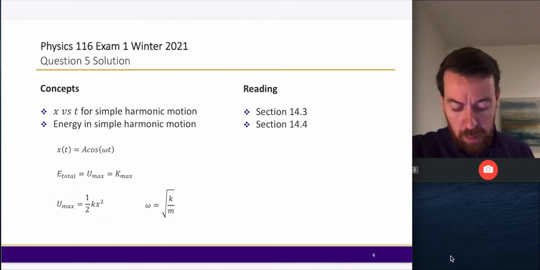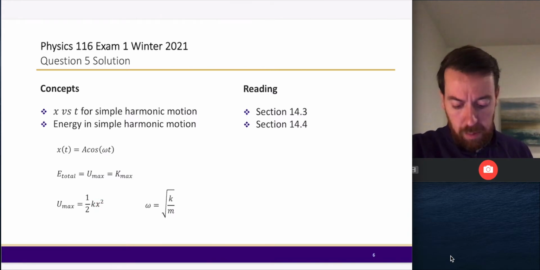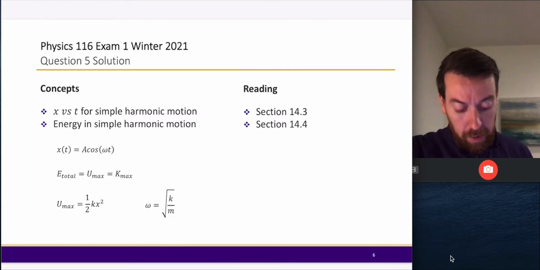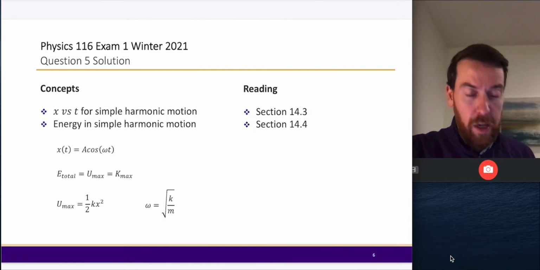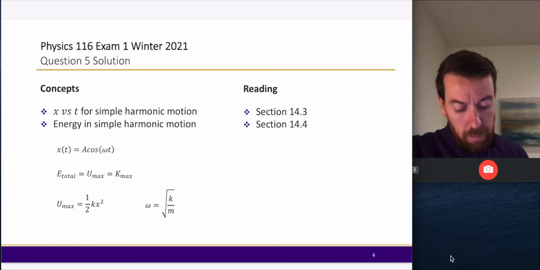So we have U max equals 1/2 k. This is a small error here; this should say A squared. So U at any time is 1/2 k x squared, but U max is 1/2 k A squared. Omega is also given as the root of k over m. That will also be applied to this question. So the two key reading sections are section 14.3 and 14.4. Okay, so those are the key ideas.